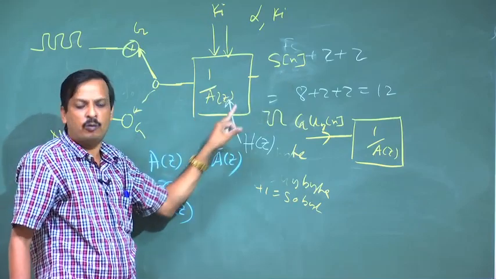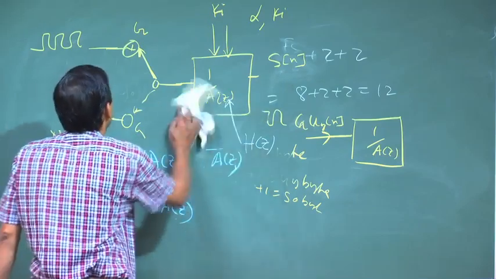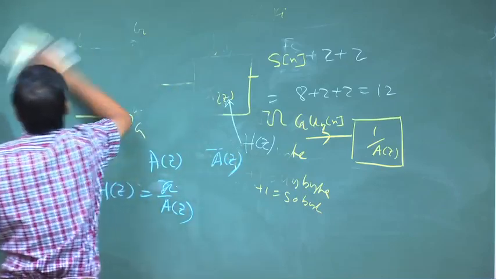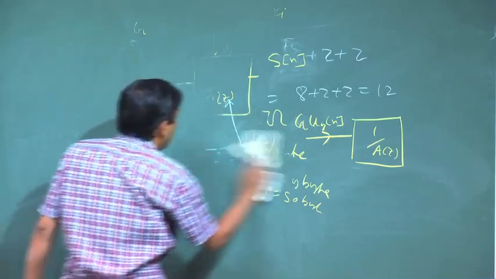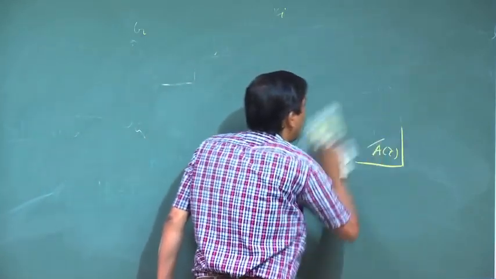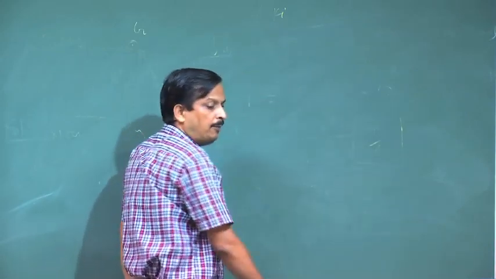So how do I implement the 1 by A(z) filter? Okay. Let us try to implement 1 by A(z). A(z) I can implement from that equation. So 1 by A(z).